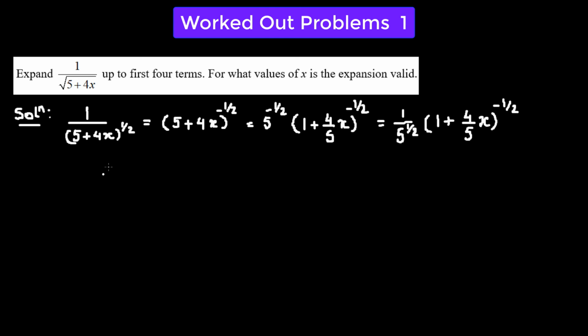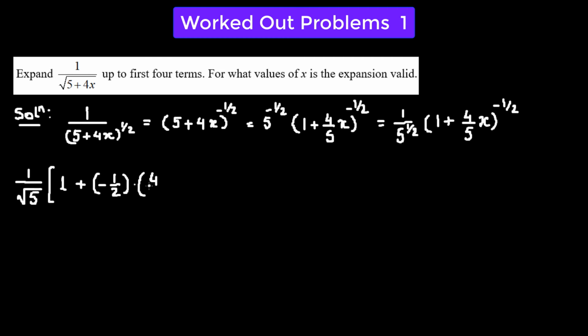Now that we have it in the simplified form, let us use the binomial theorem and expand it. We have 1 over square root of 5, since 5 raised to the power half is also square root of 5, times the first term, which is 1 plus n, that would be negative half, times x.